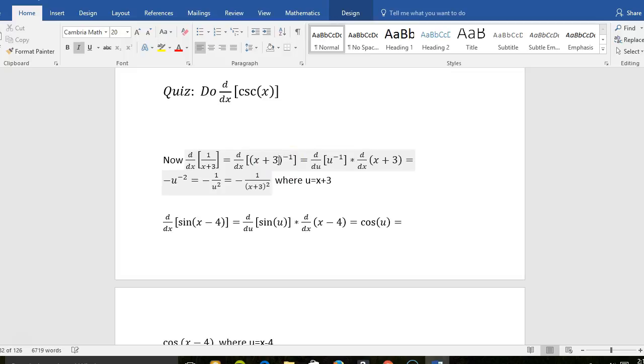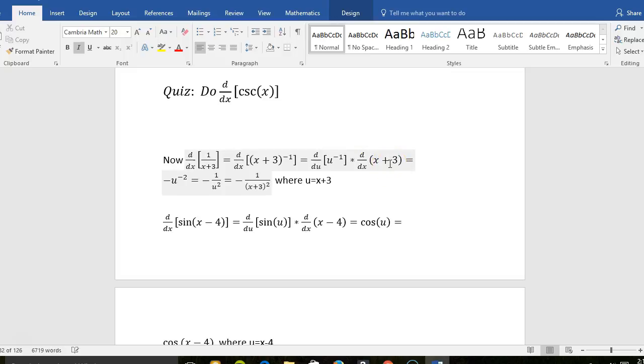Now remember, by the chain rule, you turn x plus 3 into u. So du would just be dx, so to speak. So I do d by du of u inverse, and then times d by dx of the x plus 3. This is by the chain rule. If you're rusty here, go back and review the chain rule. So by the chain rule, we differentiate u to the negative 1 with respect to u, and then we multiply that by the derivative with respect to x of x plus 3.